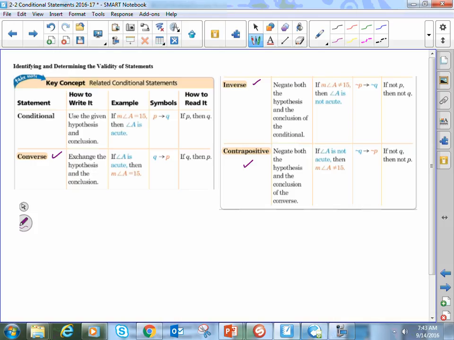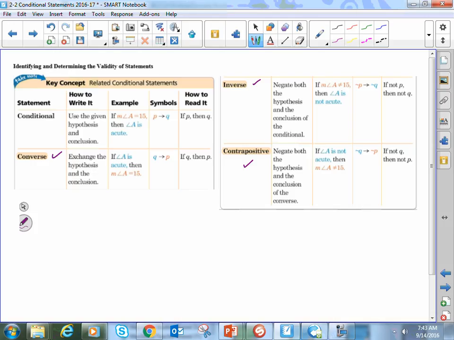Now, our conditional statement reads, if the measure of angle A is equal to 15, then angle A is acute. And they're highlighting in different colors the hypothesis and conclusion. So it's the stuff that you saw in the previous video.